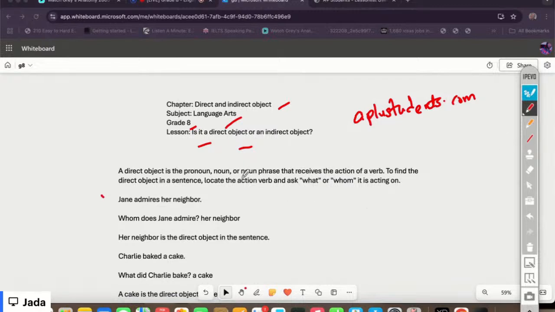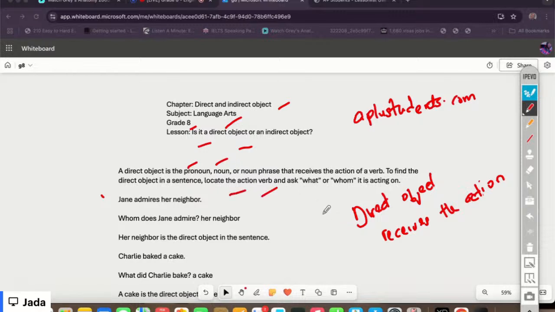A direct object is the pronoun, noun, or noun phrase that receives the action. It's either the noun phrase, pronoun, or noun that receives the action of a verb. To find the direct object in a sentence, you have to locate the action verb and ask what or whom is it acting on. If you know this, then you can figure out the direct object.